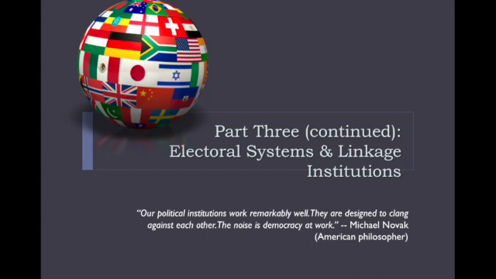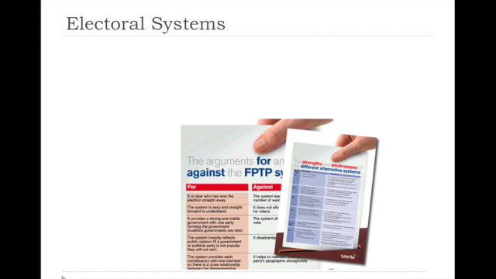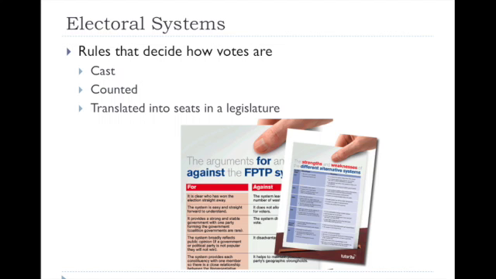Today we're going to talk about just a recap of the electoral systems that we talked about in class, and a little bit on what are called linkage institutions, because they link the government institutions to the people. So here we go. First of all, as far as electoral systems, you already know a lot of the basics. Let's go through them. The electoral systems basically decide how votes are cast, counted, and translated into seats.